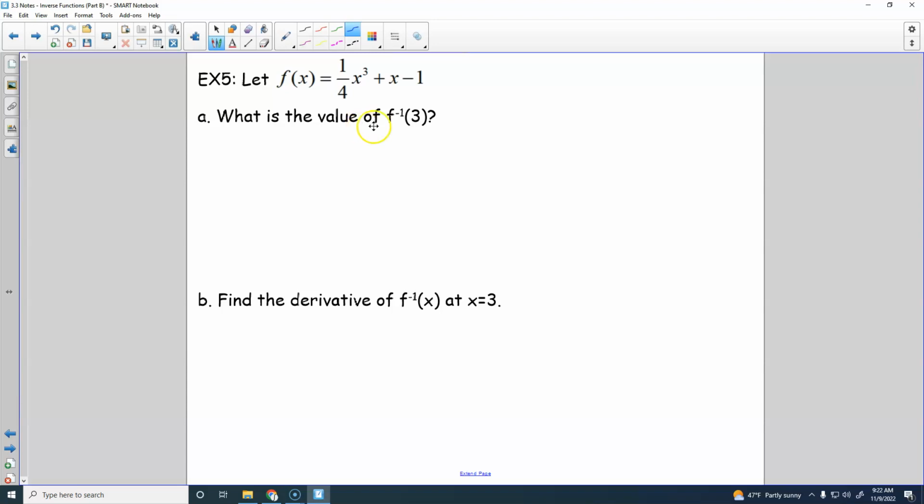So the first thing that they asked me to find is what is the value of f inverse of 3? If I have f inverse of 3, that means in the inverse, this is the x. What is it in the original equation? It's the y, right? So I would do 3 equals 1/4 x cubed plus x minus 1.